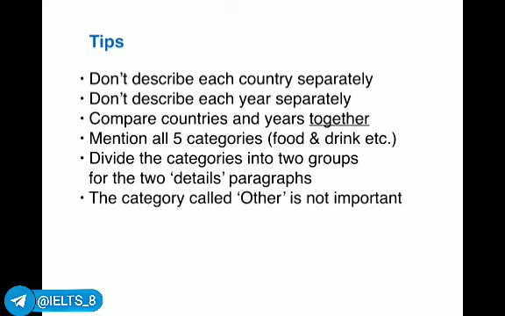The category called other is not important. Just because the other category had the smallest percentage, it doesn't mean that you need to mention it. Often we look for the highest and lowest, but when we have a category called other, that's a mix of lots of different things that we don't really care about. With an other category, I would just mention it only once at the end of the report, like I did in paragraph 4.